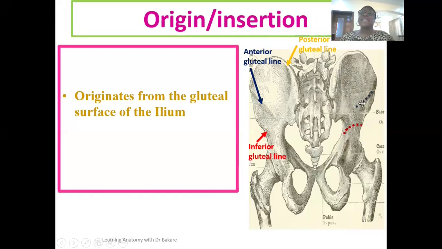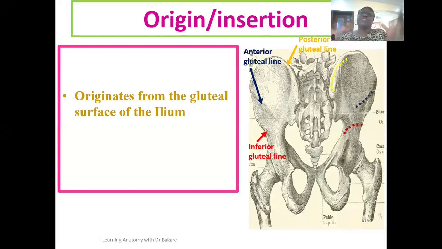You can see that this line is directed towards the anterior region, although still within the gluteal or the posterior surface of the ilium. Then if you go more behind here, you have the posterior gluteal line, and this is what is demarcated here in dotted yellow. This is the posterior gluteal line because if you look at it, you see that it is posteriorly placed, although still within the posterior or the gluteal surface of the ilium.